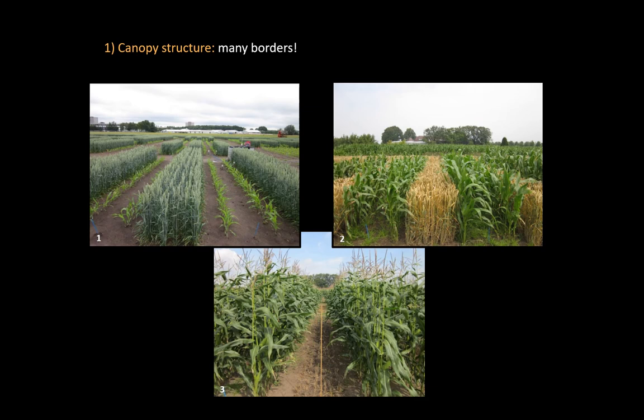These are photos for three different stages of a wheat-maize intercrop. This is from an experiment that we did a couple of years ago in Wageningen. In the first picture, you can see an early stage where the wheat is flowering and the maize plants are still small. In the second picture, you can see that the maize plants are overtaking the wheat plants in terms of height growth. And in the third picture, the wheat plants have been harvested and the maize plants are flowering.